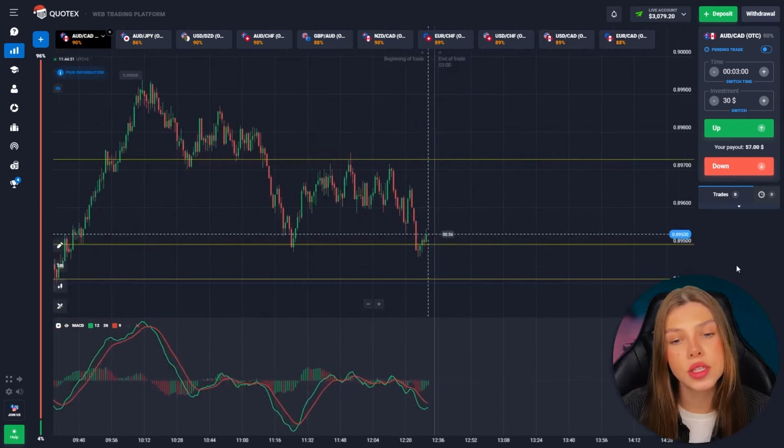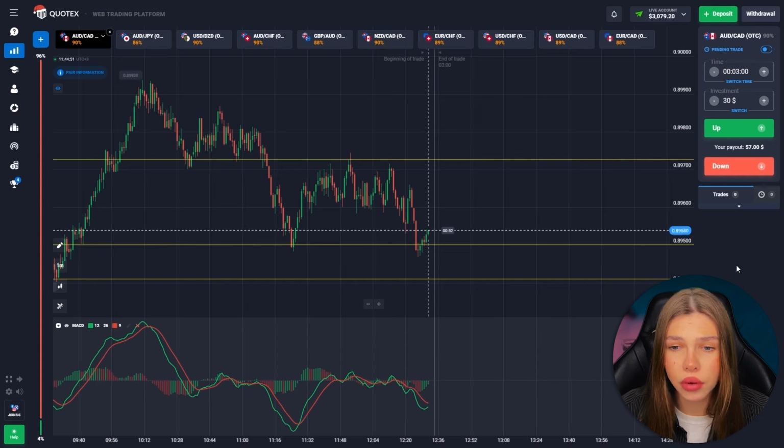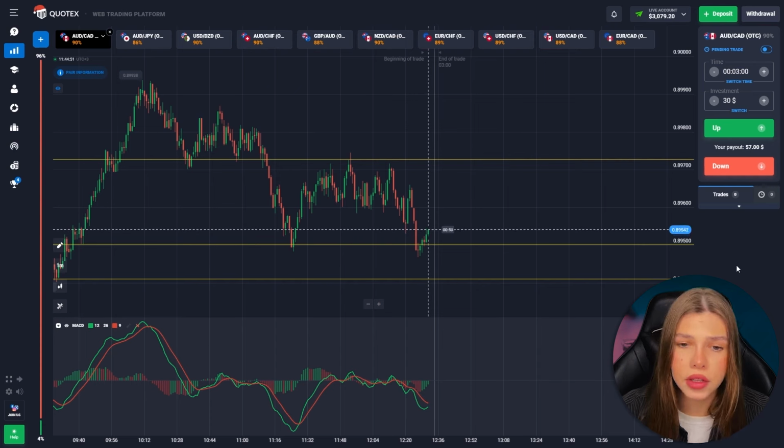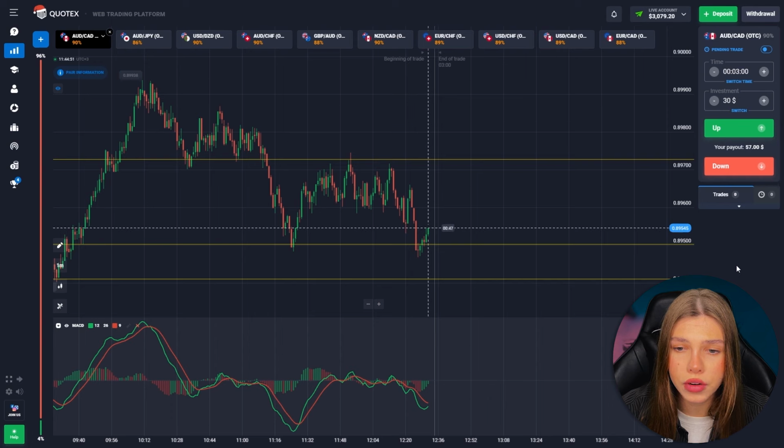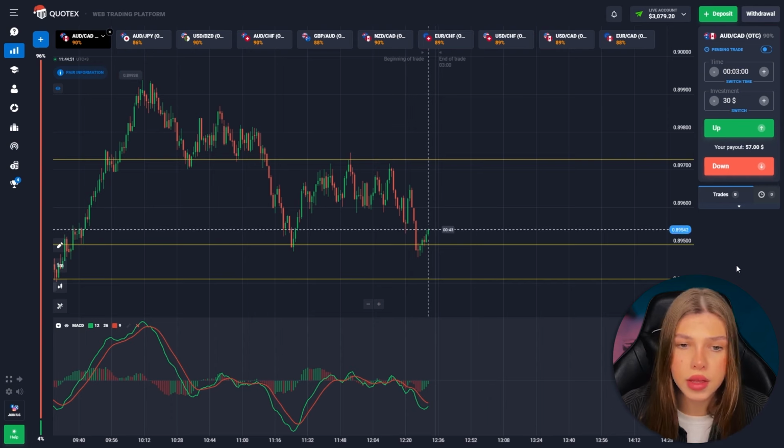Here we have an interesting moment. We had a false breakdown of the support line, and if now the indicator shows us the crossover of the moving average, this is, the green one will cross the red one, then we can open a deal on the rise. So let's wait.